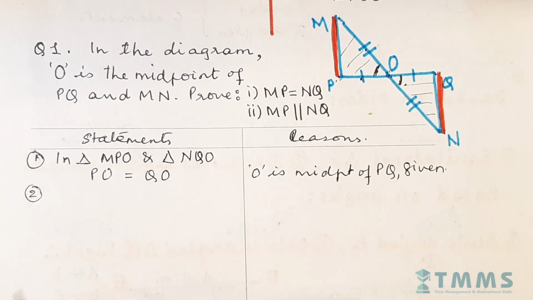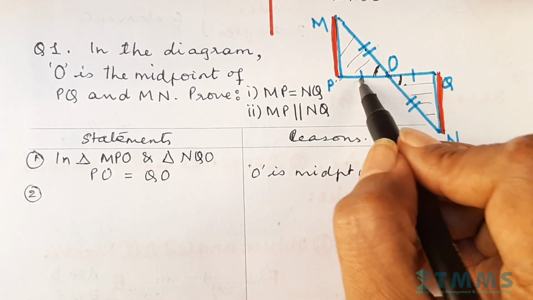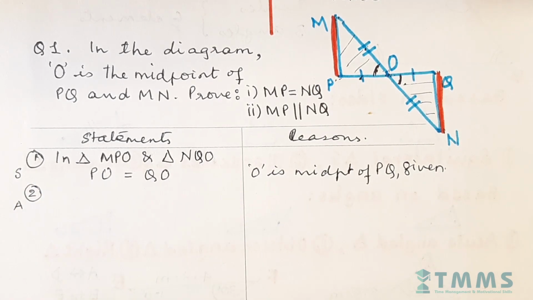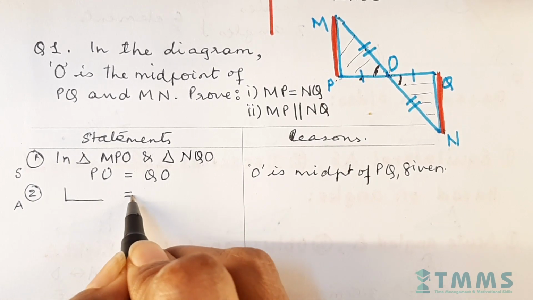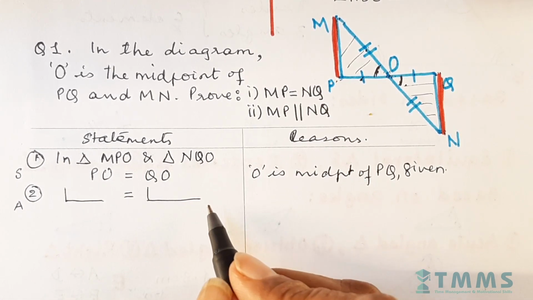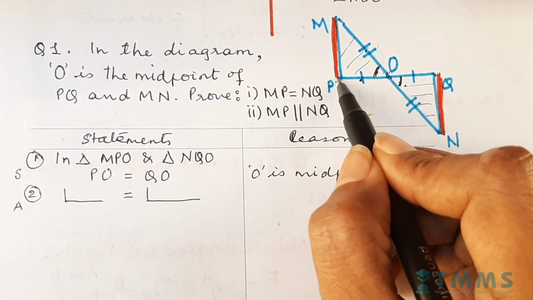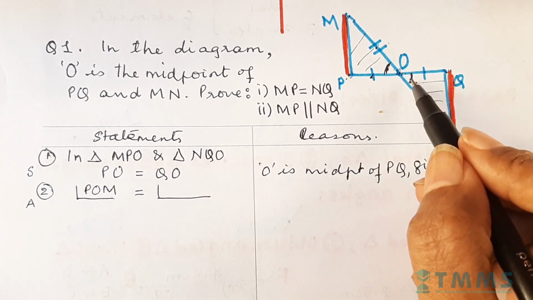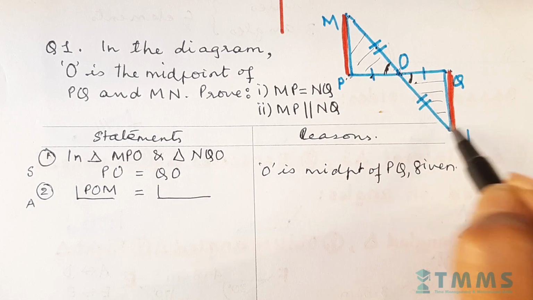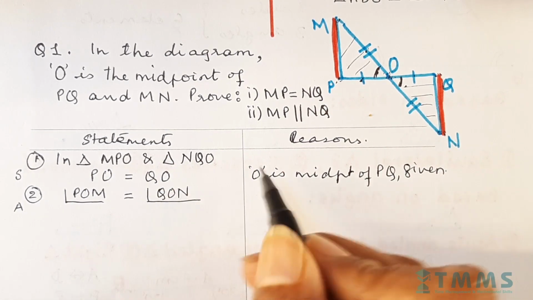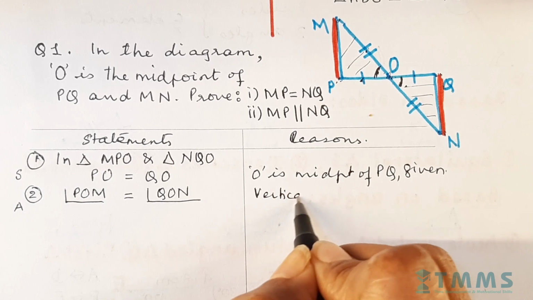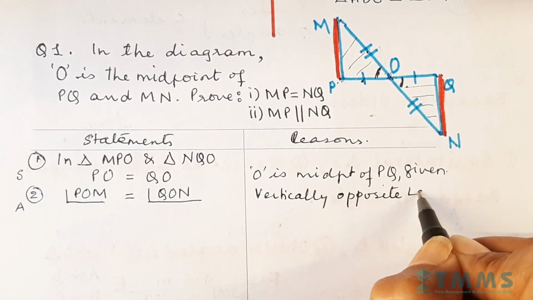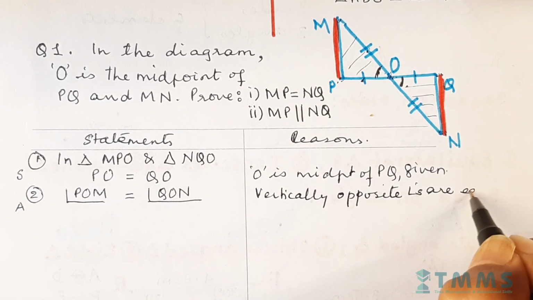Let us look at the second statement. Now remember, we are using SAS. So this is your S. Now I'll write here A. I'll say the two angles which are equal will be this angle, which is POM, is equal to this angle, which will be QON. And the reason is vertically opposite angles are equal.